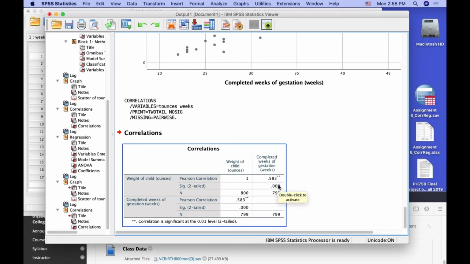So this tells us that we can reject the null hypothesis that R is equal to 0 and accept the alternative hypothesis that R is not equal to 0. Now, in both cases, we were able to say R is not equal to 0.